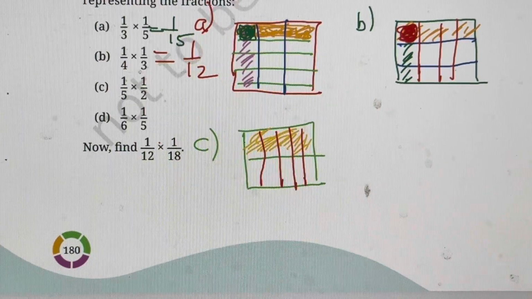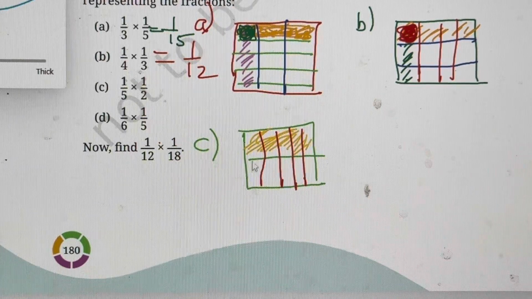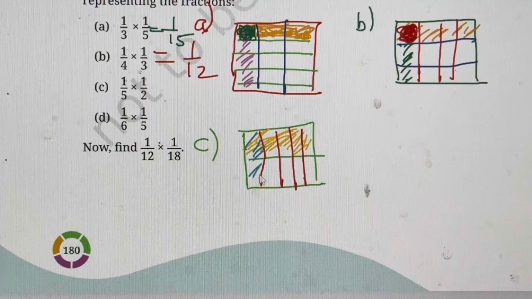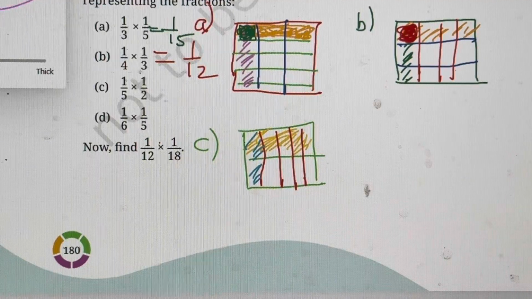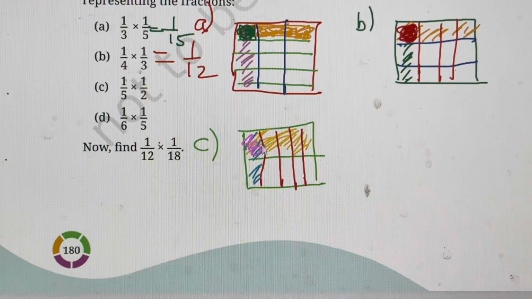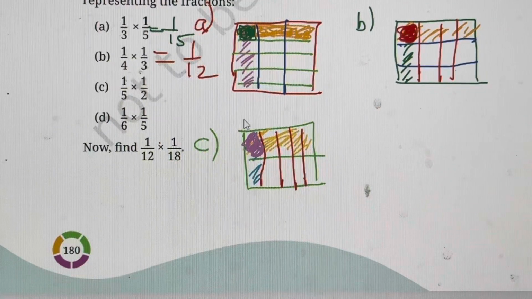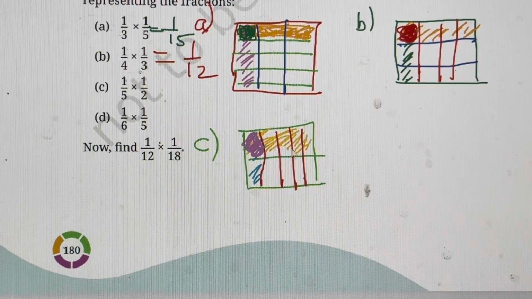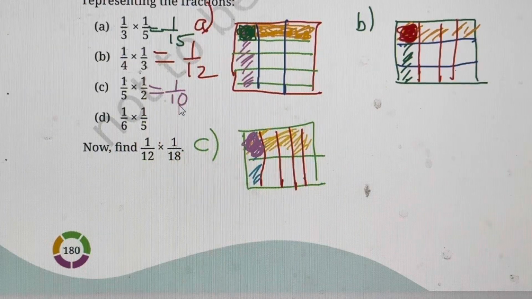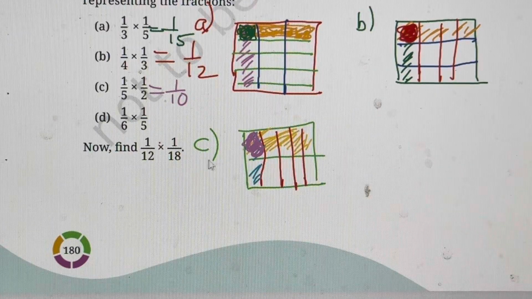So 1 upon 5 means this 2 squares. But which is the common area? This is the common area. Let me use a pink color. So this shaded portion represents the product of this. Right? You remember how we found out the area? So this represents 1 out of 10. 5 2s are 10. So the answer is 1 upon 10 for question number C.